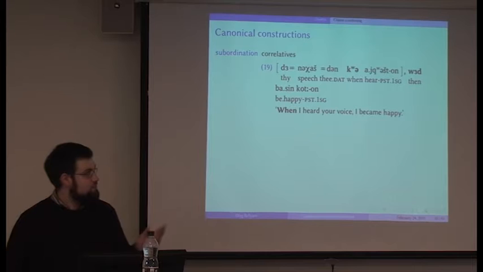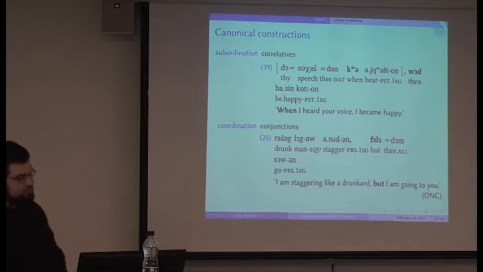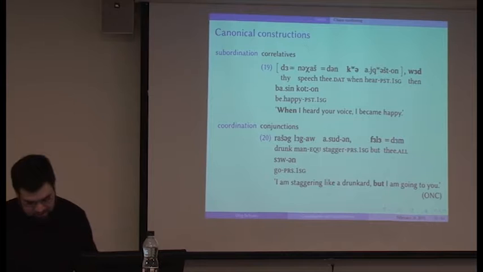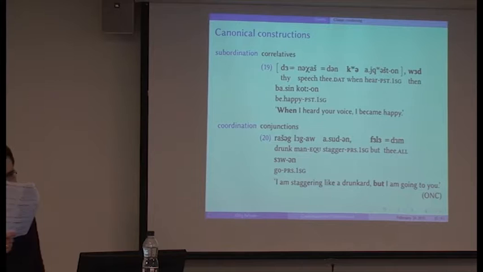And as for coordination, Ossetic utilizes the standard average European, as it were, way of forming coordinate clauses. This is simply using a conjunction standing between the two clauses, like in 20. I'm staggering like a drunkard, but I'm going to you. So here, from the Ossetic National Corpus: like a drunk man, I'm staggering, but to thee I'm going.